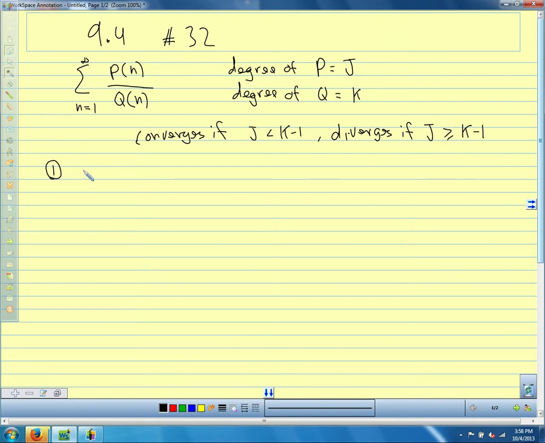So if j is greater than k minus 1, what that tells us about the degrees of the numerator and denominator is that the degree of the numerator is greater than or equal to the degree of the denominator.